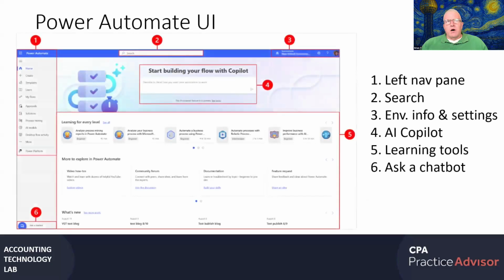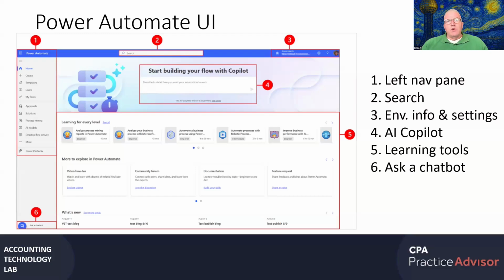As we look at the UI for Power Automate, it's a typical Microsoft interface. You've got a navigation pane on the left side, a search box up at the top, and information on the environment. This is more of an advanced thing, but you can have a production environment and a test environment where you're trying things out before you start running these flows and they end up creating bogus records in your CRM system or in your accounting system.